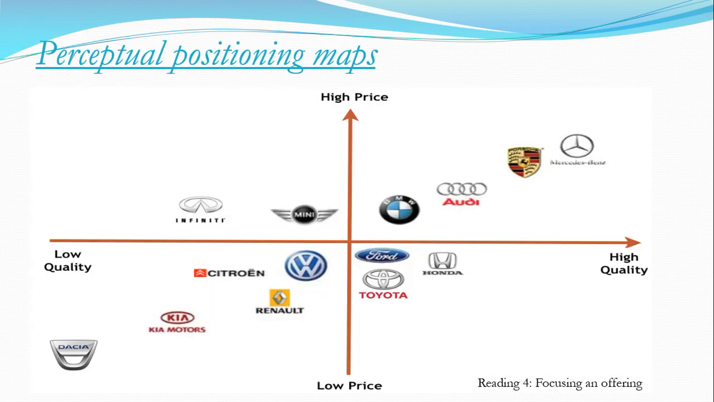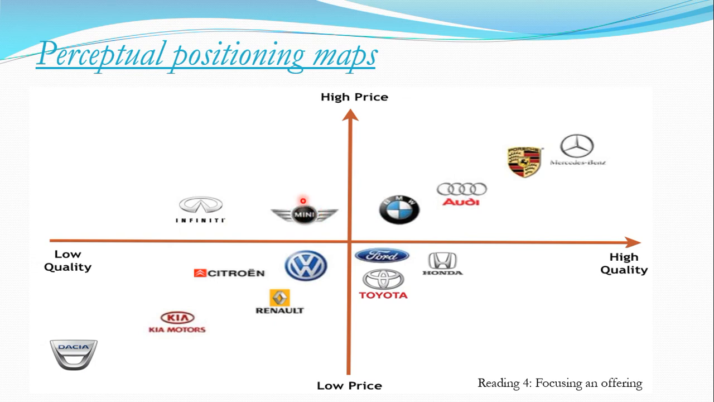This is a perceptual map, a perceptual positioning map. You can see visually where the position of each brand is, here we are talking about car brands, in the mind of the consumer. We can use different elements. For example, we can use the element of price and the element of quality, and ask the customers to put the car brands into one of the four spaces here.